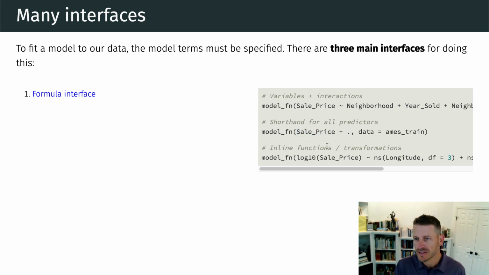This is shorthand for sale price is a function of all the other variables in the data set. This means it's going to use all columns in our data set except for sale price, and it's going to use all those other columns as predictor variables. You'll see this quite a bit through future lessons in this course, so just realize that's what it's saying.